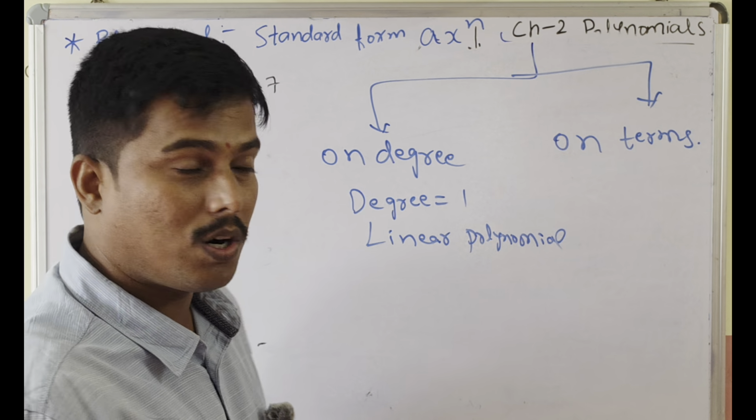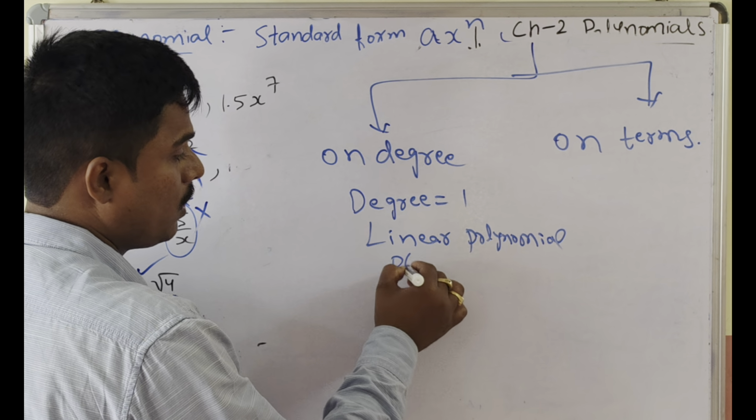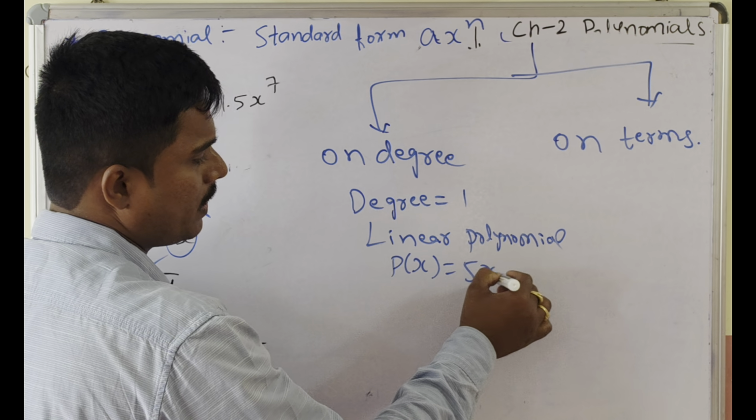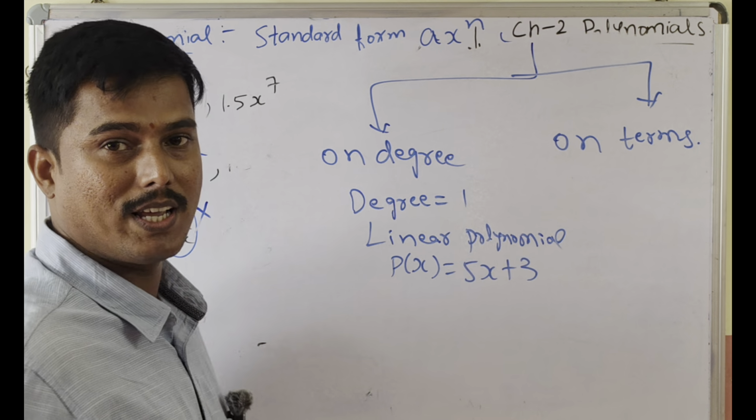If degree is 2, it is called quadratic. Example of linear, very good. So example is what? 5x plus 3. Because degree, variable x you should check.